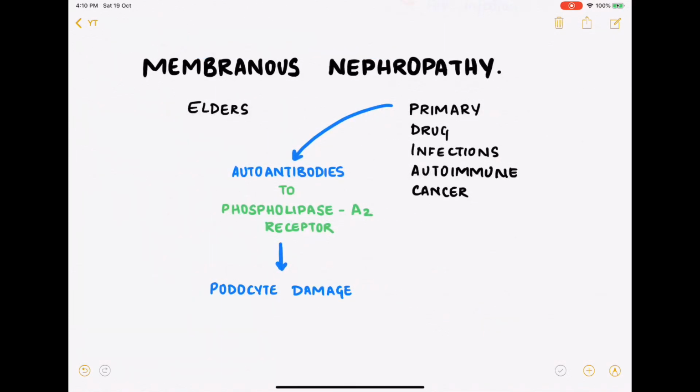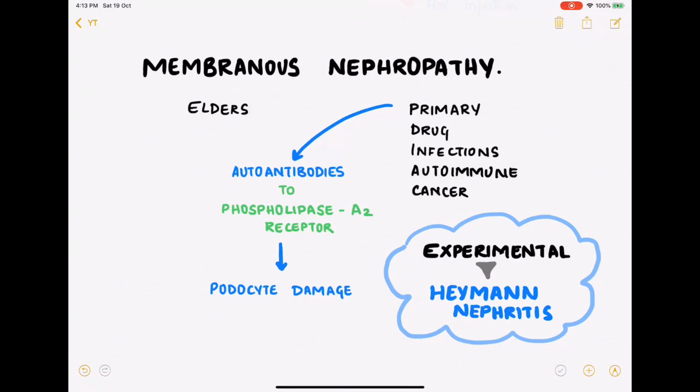The next cause of nephrotic syndrome is membranous nephropathy, which is a common cause of nephrotic syndrome in the elderly. Well, it could be of primary etiology or could be secondary to drugs such as NSAIDs, penicillamine, infections such as hepatitis, malaria, autoimmune disorders such as SLE, or could be secondary to a few cancers. The pathogenesis involved in primary membranous nephropathy is that there are autoantibodies to certain antigens, most commonly phospholipase A2 receptors, which are present on the podocytes. This mediates the podocyte damage.